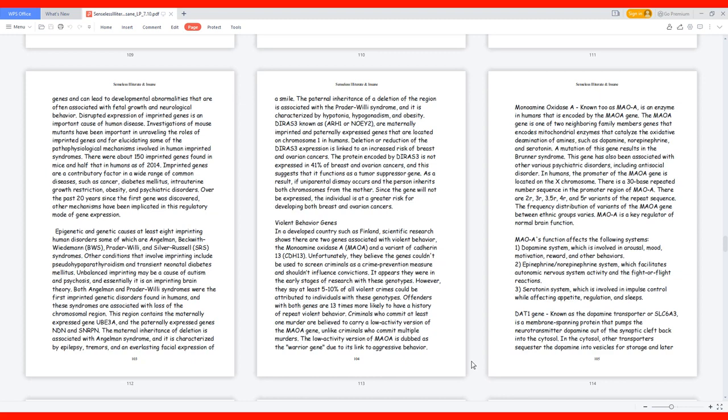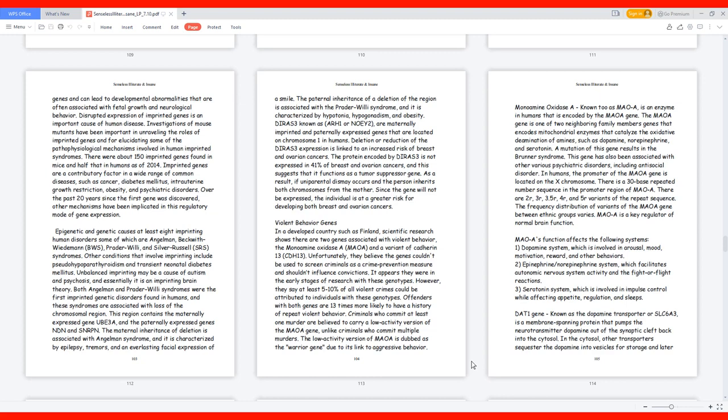MAOA is a key regulator of normal brain function. MAOA's function affects the following systems. 1. Dopamine system, which is involved in arousal, mood, motivation, reward, and other behaviors. 2. Epinephrine/norepinephrine system, which facilitates autonomic nervous system activity and the fight or flight reactions. 3. Serotonin system, which is involved in impulse control while affecting appetite, regulation, and sleep.